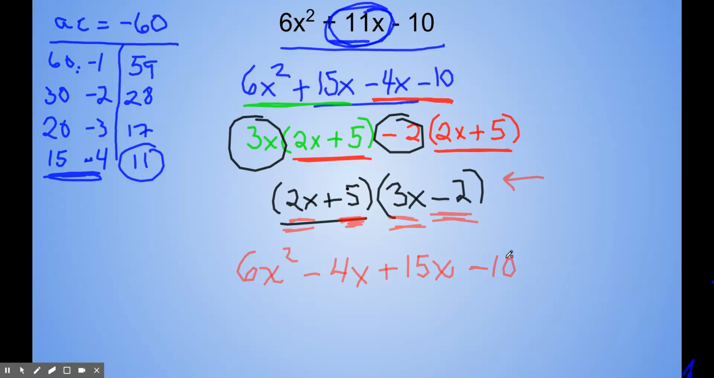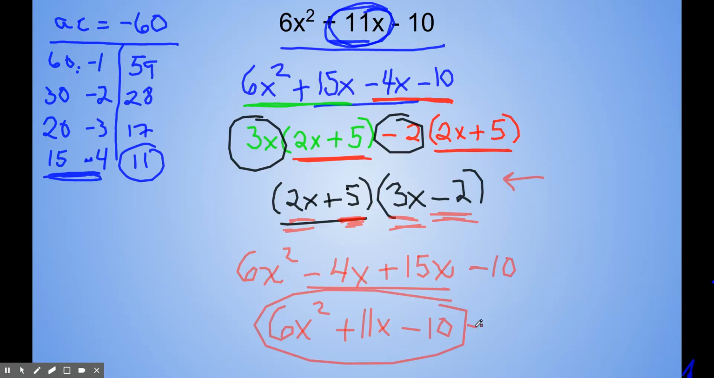When I combine my like terms, I get 6x squared plus 11x minus 10, which, as you can see, is the same thing as our original problem. So that proves that this factorization worked.